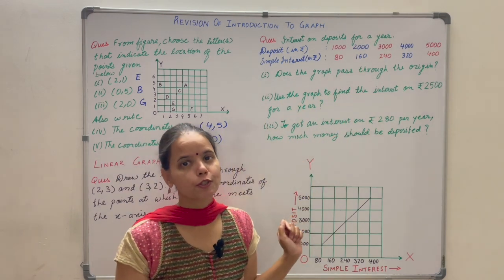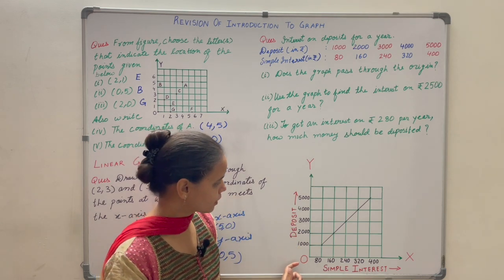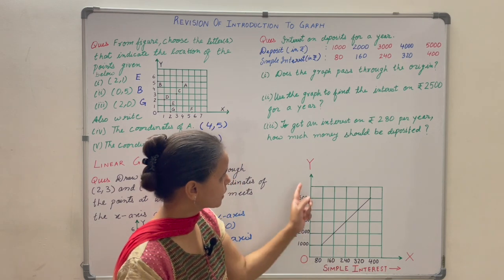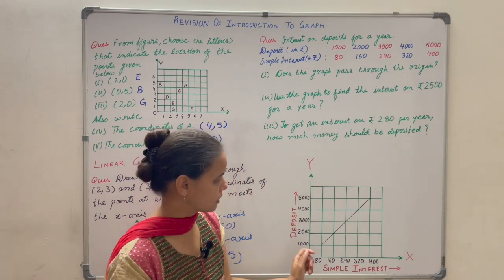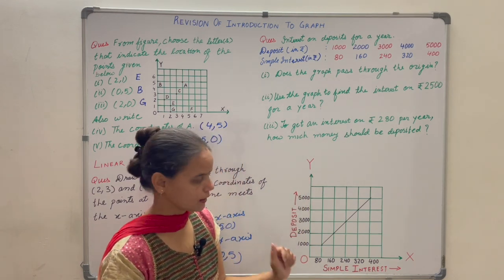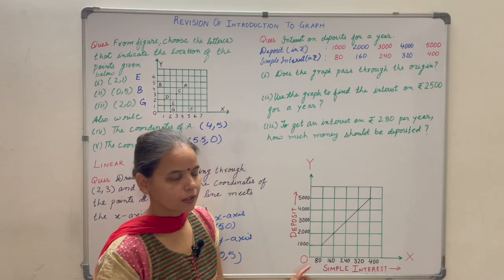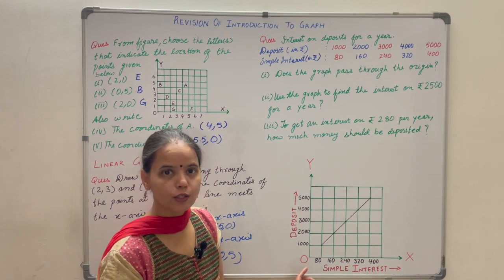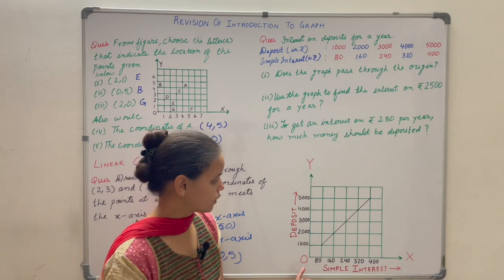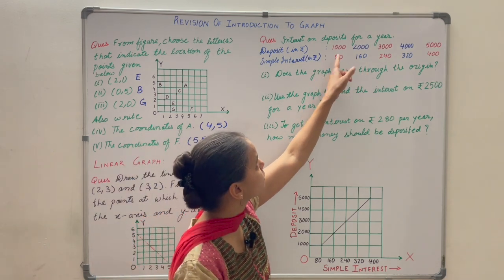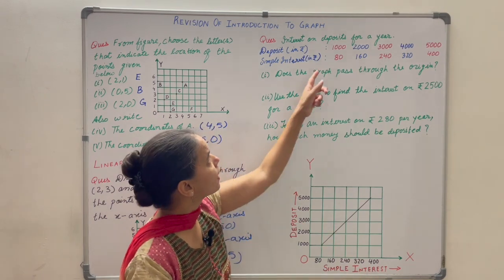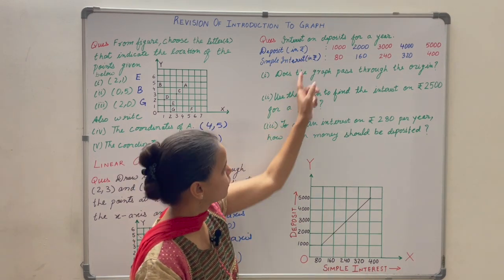So first you need to plot the graph. So the horizontal axis is called the x-axis and the vertical axis is called the y-axis. So you need to draw the x-axis and you need to draw the y-axis. This is your origin. The coordinates for this origin is 0 comma 0. That means x coordinate is 0 and y coordinate is 0. Now you have to plot these points. You are plotting simple interest on x-axis and deposit you are plotting on y-axis.